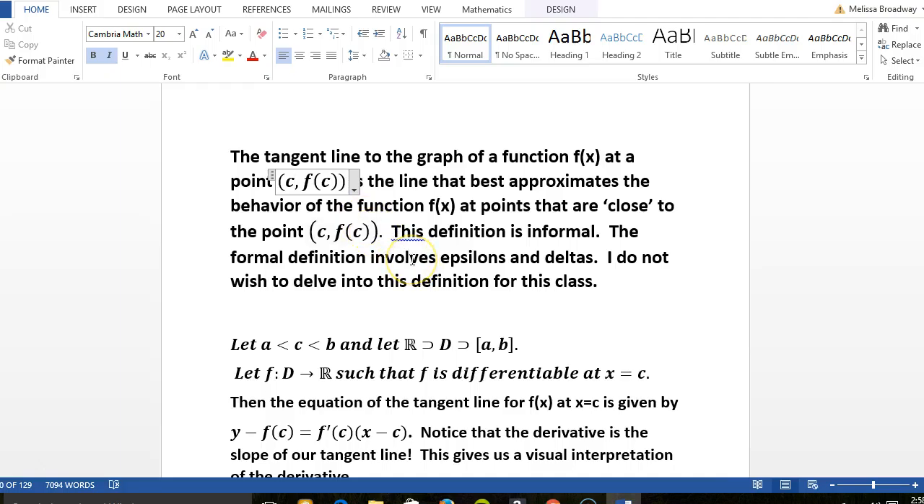That's our tangent line. I did a video on that a while back. This is kind of redundant because I did a video on this several videos ago.